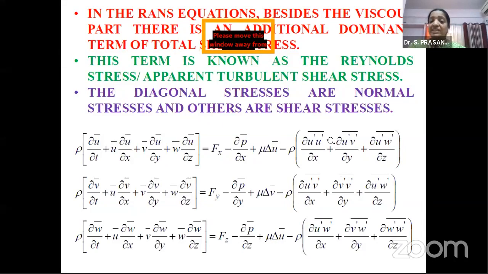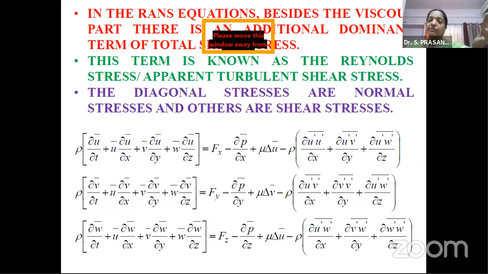When these additional terms are added to the general traditional Navier-Stokes equations, if you see, the diagonal parts are all normal stresses and the others are all shear stresses. Here, a term which has come into the picture is the shear stresses, called turbulent shear stresses or Reynolds stresses. So, in order to solve for these Reynolds stresses, additional terms have come into the picture.